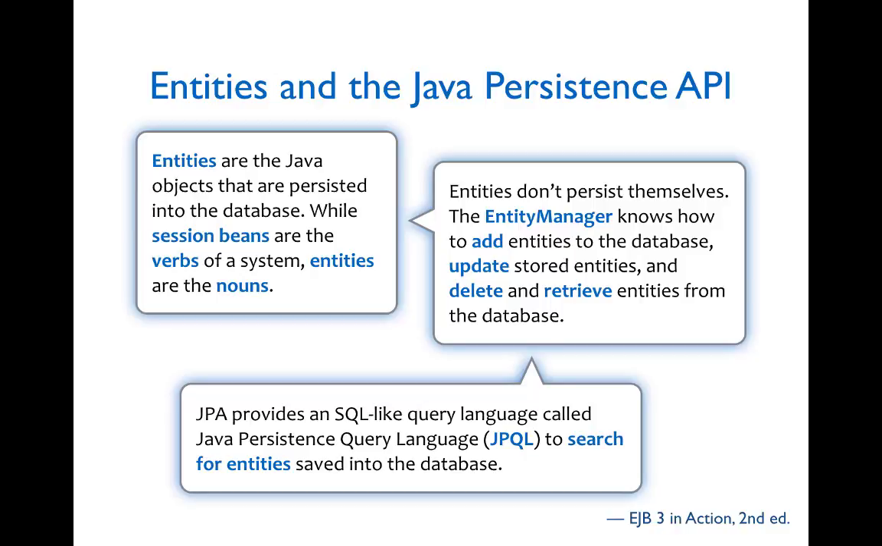JPA has its own query language called JPQL. It's an SQL-like language that JPA uses to access data from the database.